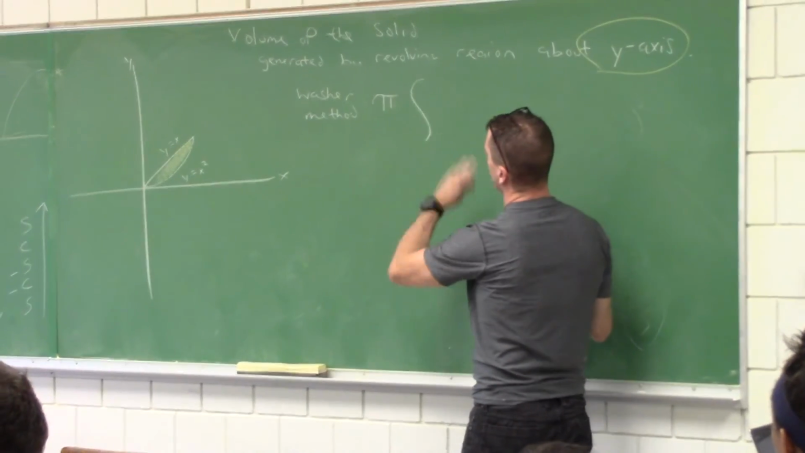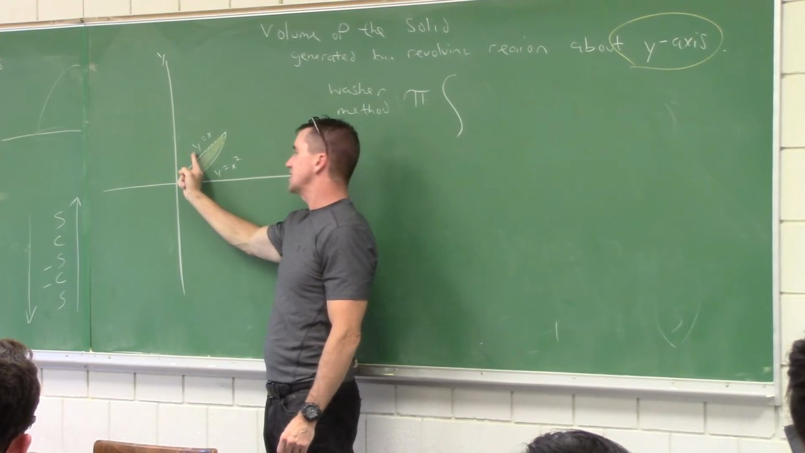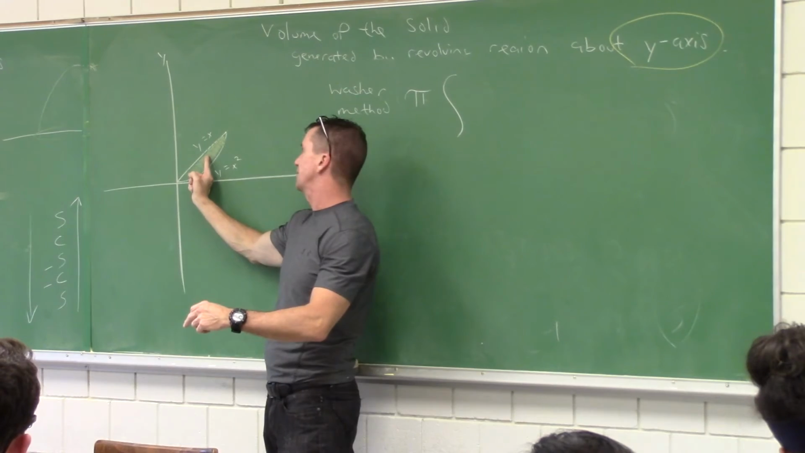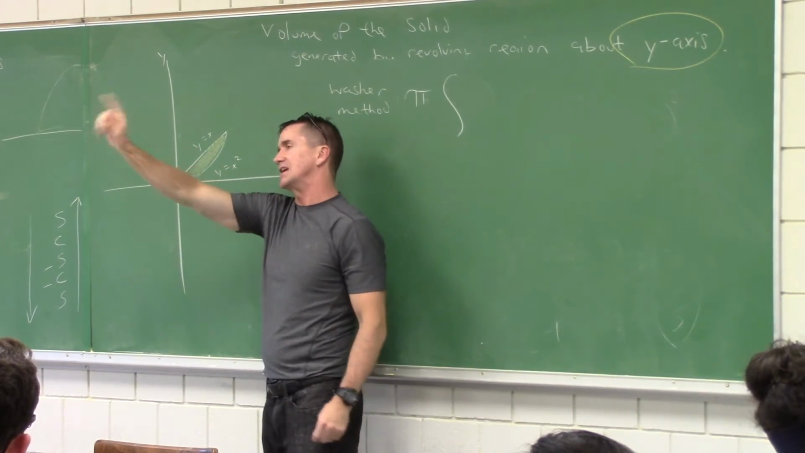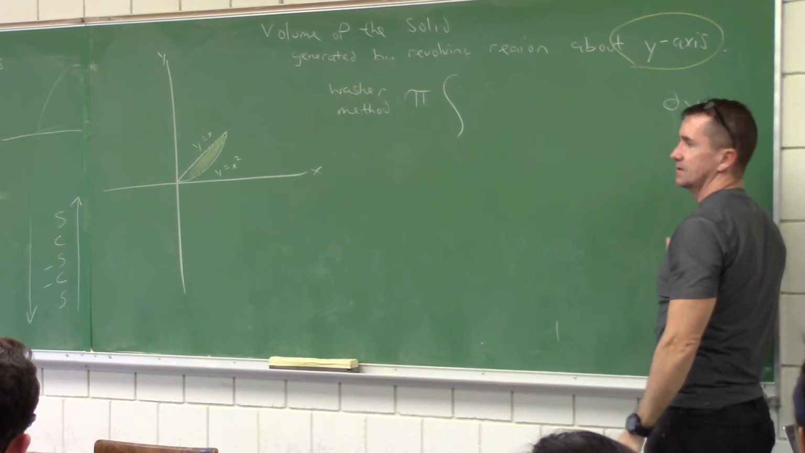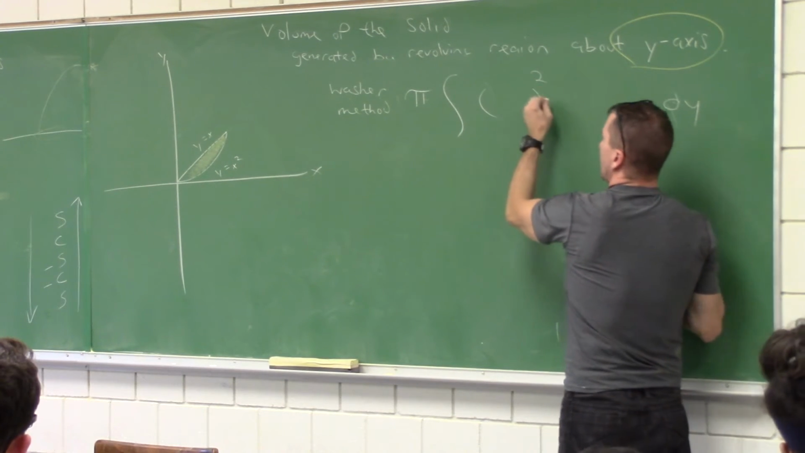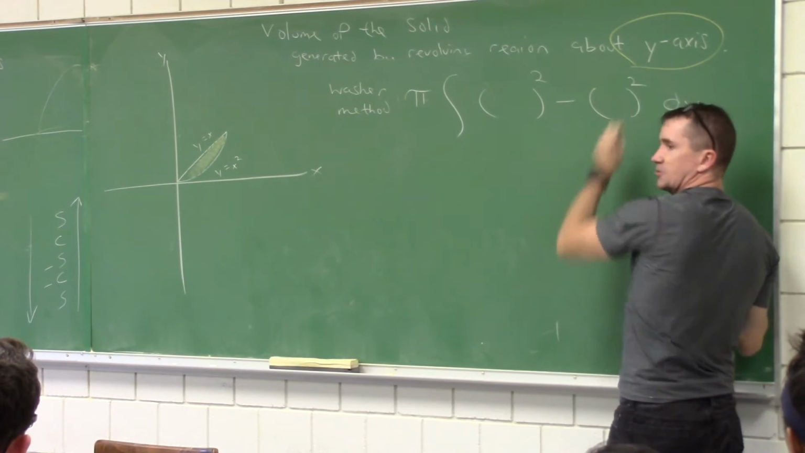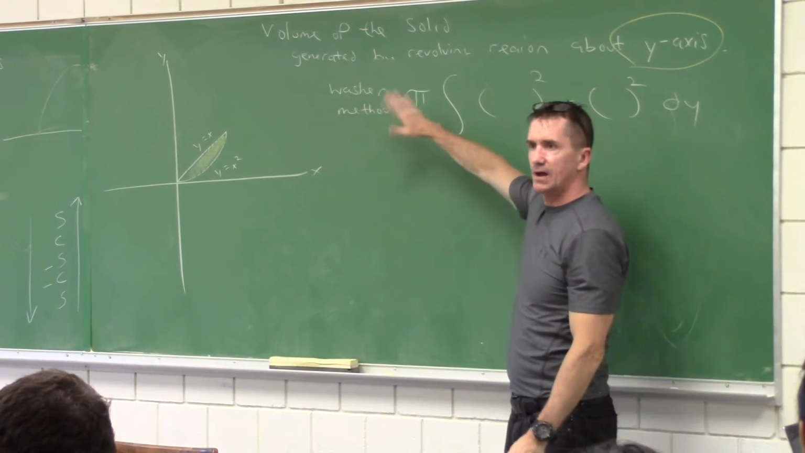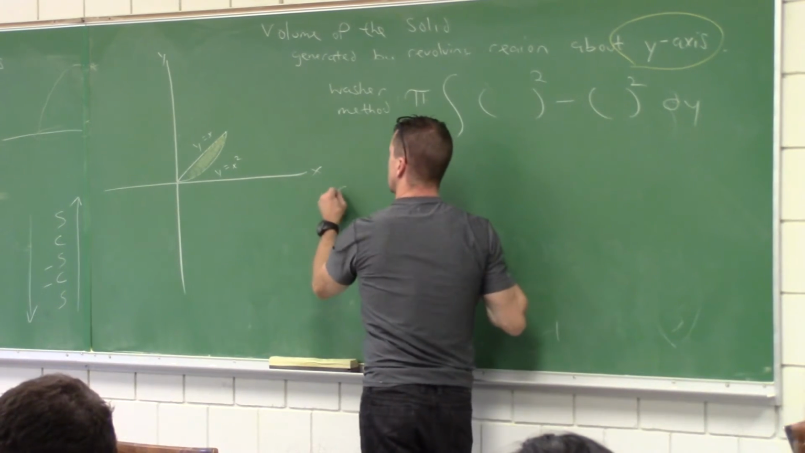Washer method, going around the y-axis, the volume of the solid generated by revolving this region about the y-axis. Outstanding, you said dy, because we're using the washer method. And then what's the setup? What goes here? Pi r squared minus pi r squared, right? Everyone, we will finish filling all this in, don't worry. I just want you to compare this to cylindrical shells.